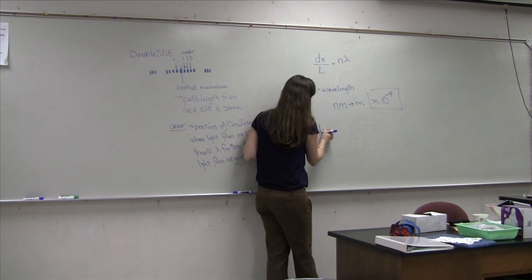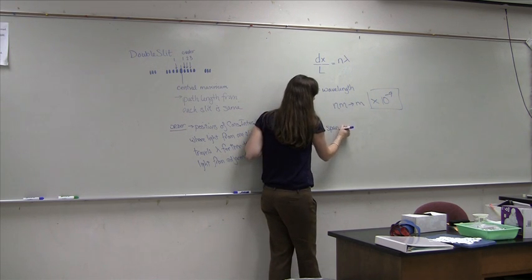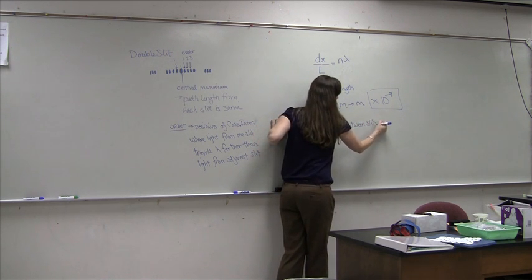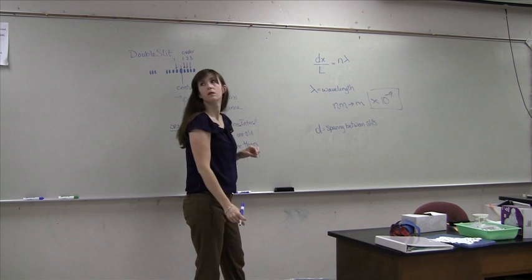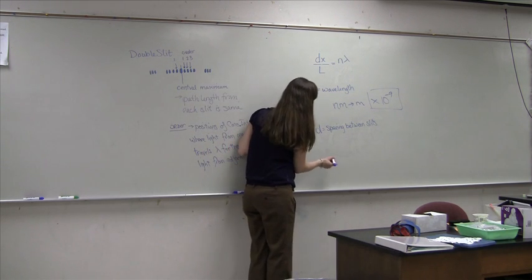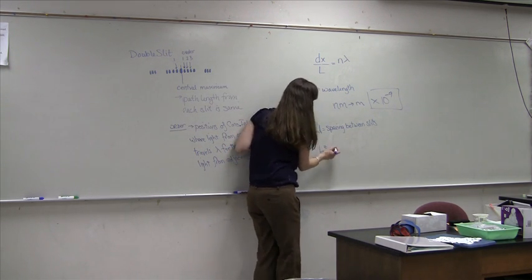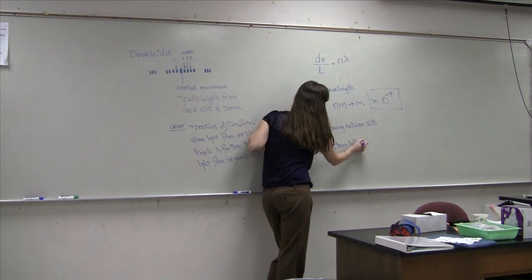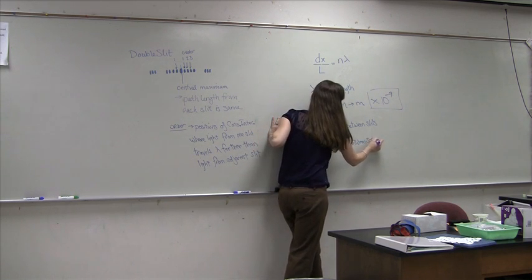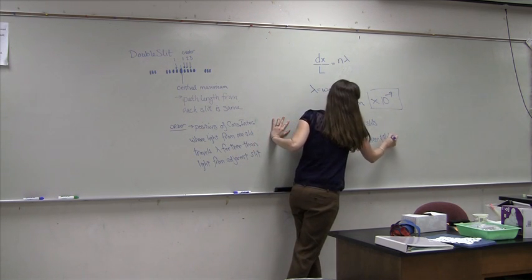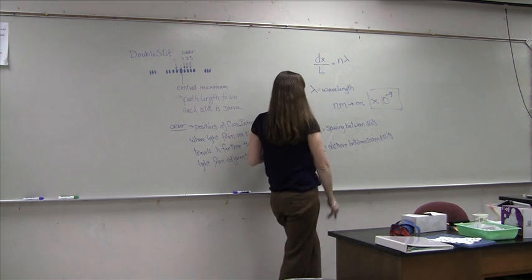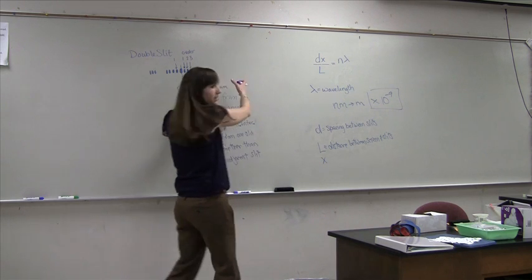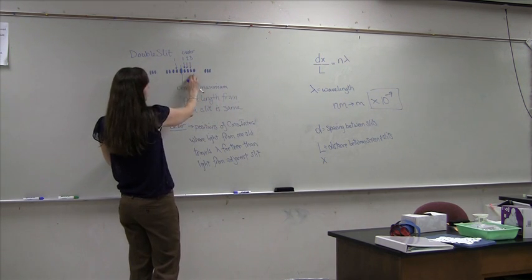d is the spacing between the slits. L is the distance between the screen and the slits. And then x is our fringe spacing. x is what got projected onto the screen. So the distance between each of these is the x.